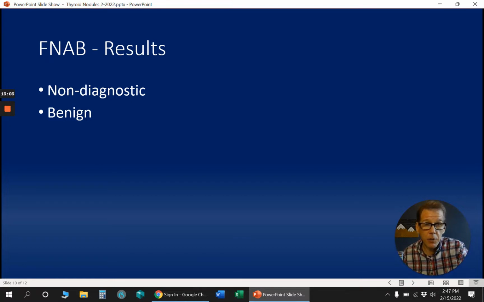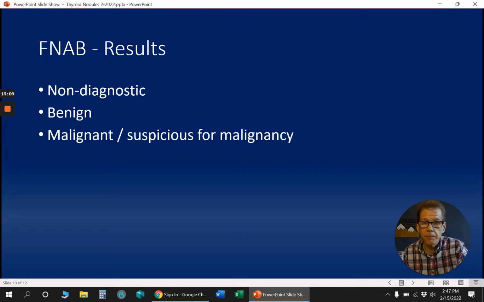We can see that the biopsy can return and just show it's a benign nodule, in which case generally we will plan to simply monitor. We can see that it is cancerous or suspicion for cancer, suspicious for malignancy, in which case usually the next step is going to be surgery. And we'll talk through what needs to happen prior to a surgery and which operation would be best served.